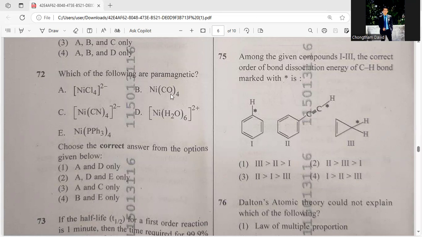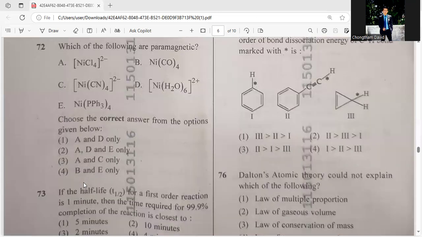Nickel carbonyl will be having all paired up, d10 configuration, diamagnetic. This is also diamagnetic because it is a strong field ligand. Cyanide is a strong field ligand, and hydroxy group is present, d8 configuration, and nickel in this complex will be paramagnetic. So question 72 will be option 1, A and D. A and D are paramagnetic. The rest are all diamagnetic. A and D means option 1 only.